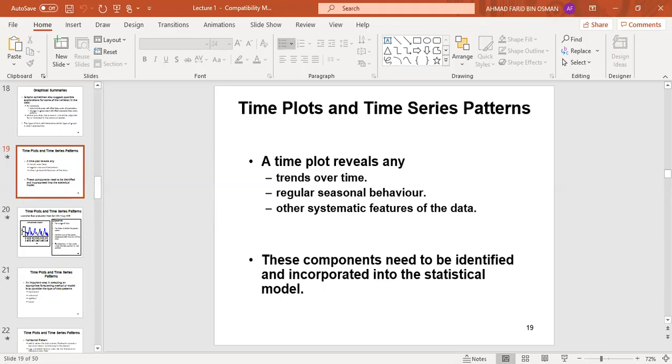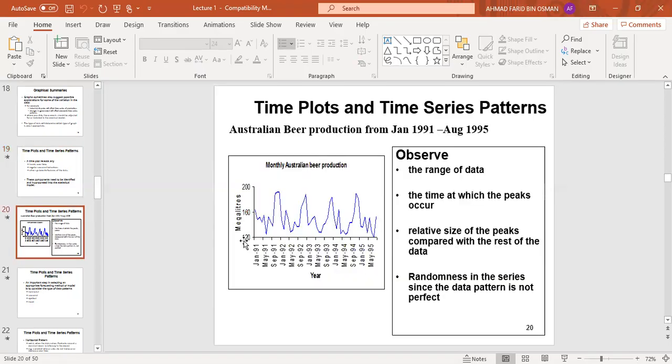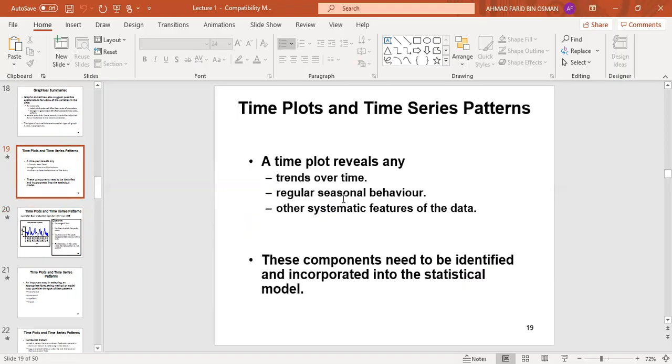So you produce a time plot, and then you inspect whether it has trend, whether it has seasonal variation, or other systematic features of the data, so that you can include this. Based on the graph, you decide whether each of these is present or not, and if present, then you need to include it, not necessarily all, but only trend, for example. If it is only trend but not seasonal, then you just include trend, no need to include the seasonal.